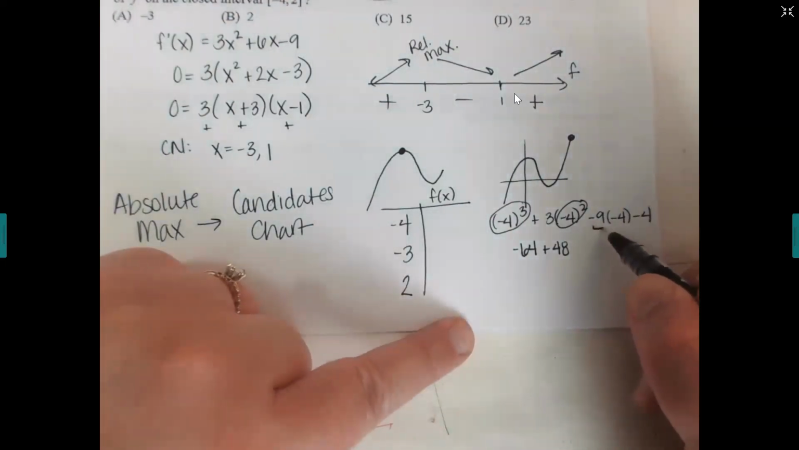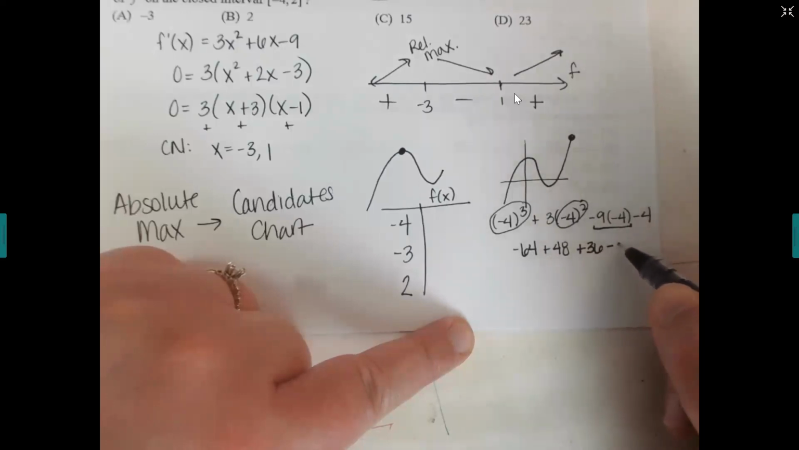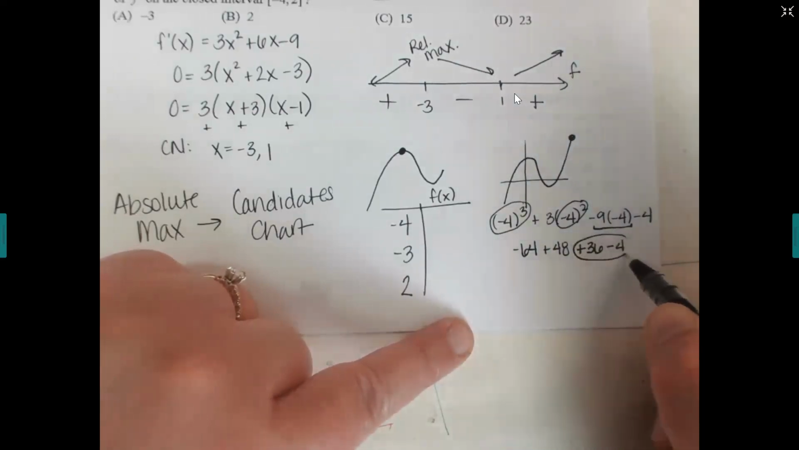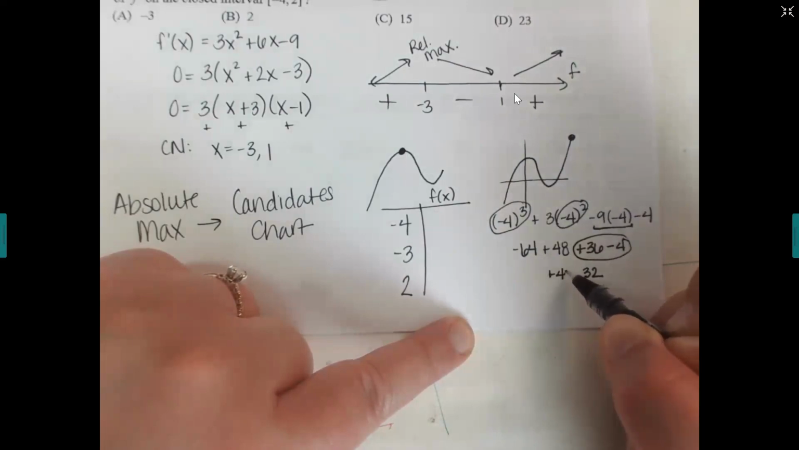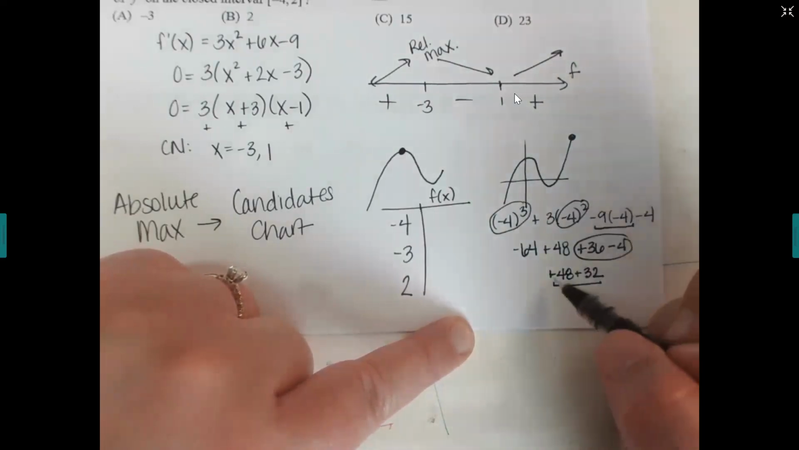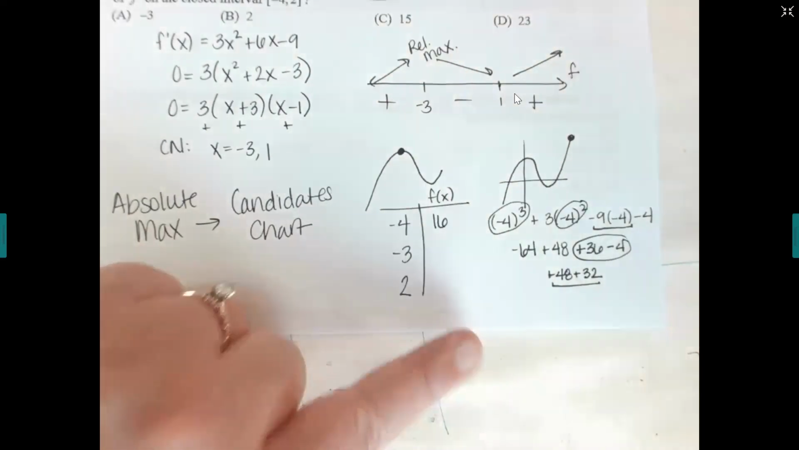Then -9 times -4 is going to give you a plus 36, and then a minus 4. From there, 36 minus 4 is going to give me 32. And then what's 32 plus the 48 in front of that? Close, 80. And then 80 minus 64 would be 16.